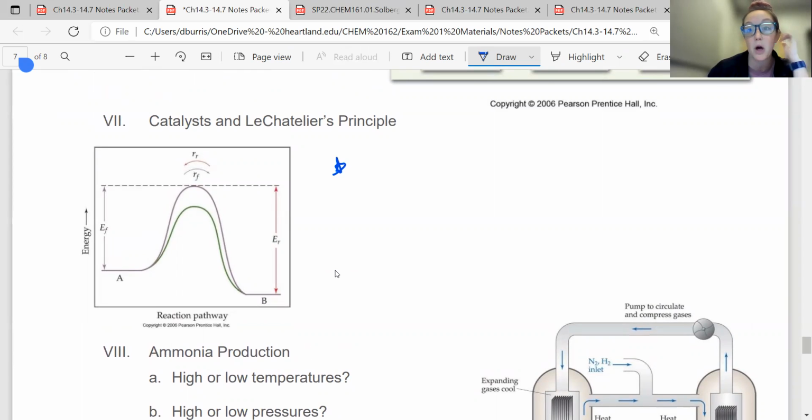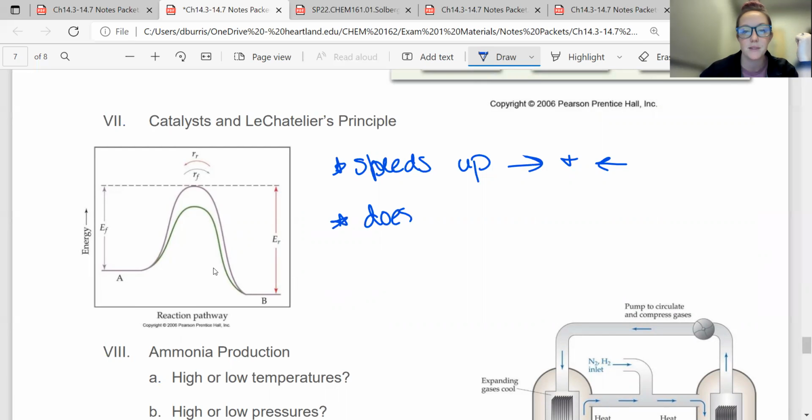It speeds up both reactions, the forward and the reverse, specifically because it lowers the activation energy for the forward reaction and the reverse reaction. So if they both speed up, then it doesn't shift. It just goes faster. That's it. Catalysts are not going to shift a reaction equilibrium.